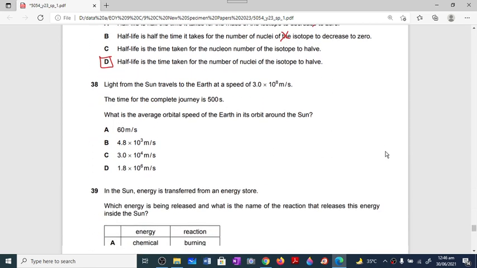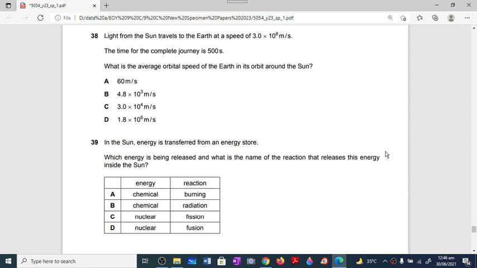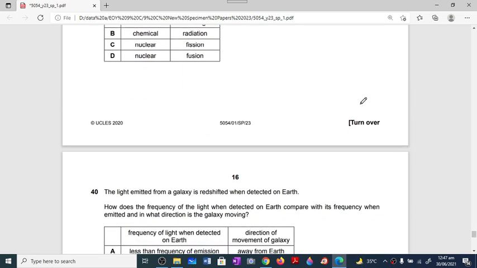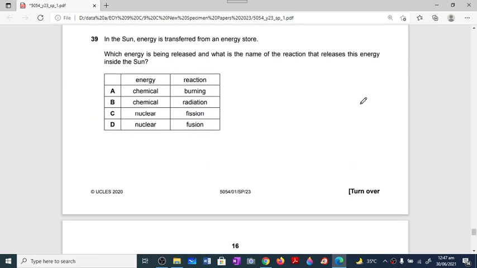Now these are the two questions, question number 38 and 40, that are related with the syllabus which has changed. So when we go through that topic, I will upload the solution of these two questions as well, because for the upcoming paper for the July and August series, these two topics related with astronomy will not be asked. And the last question: in the sun, energy is transferred from which energy store?